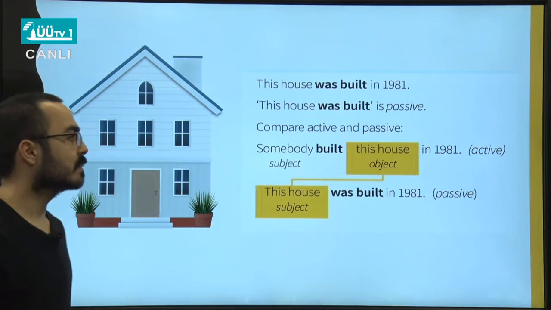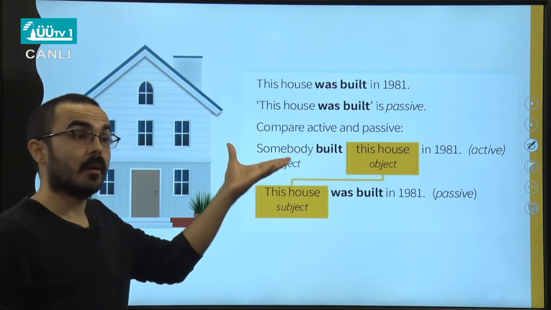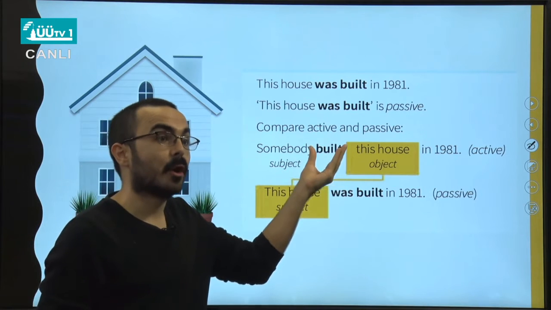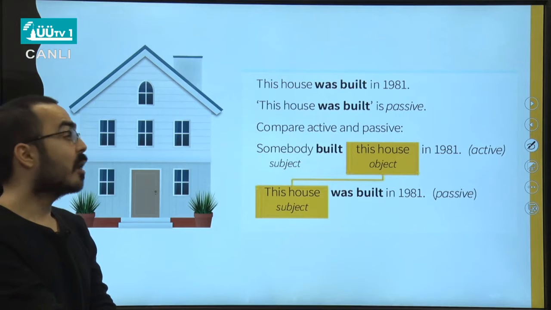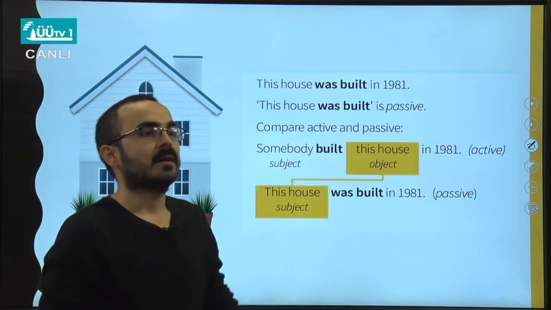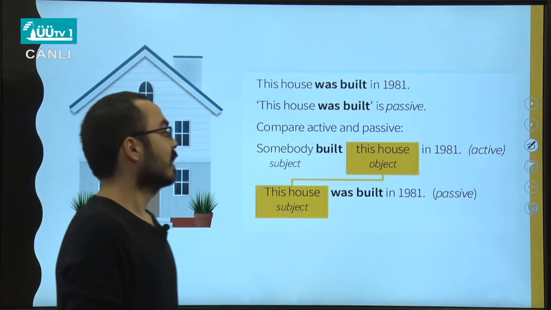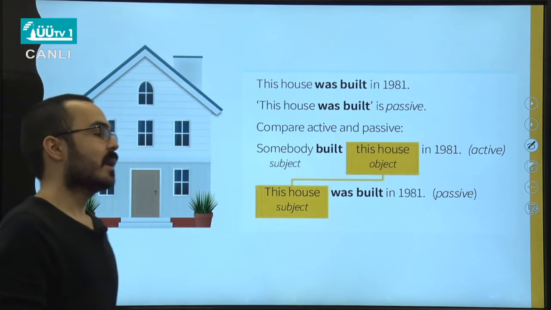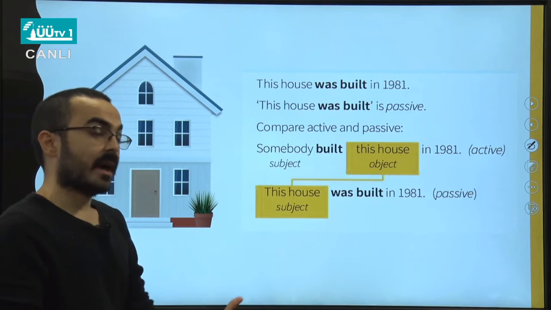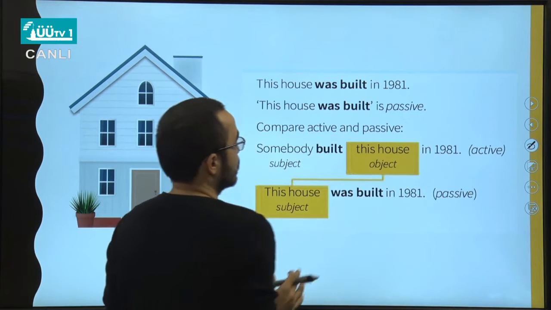Active. The reason, because my subject is at the beginning of the sentence, and after that a verb, right? Without be following. So, for example, I run is active, or somebody built, right? Anything at all. Ayşe sees, right? So this is active voice we are talking about. And after that an object, right?